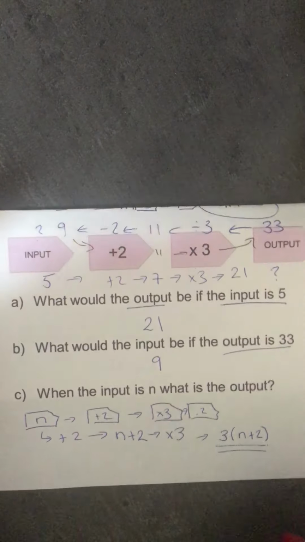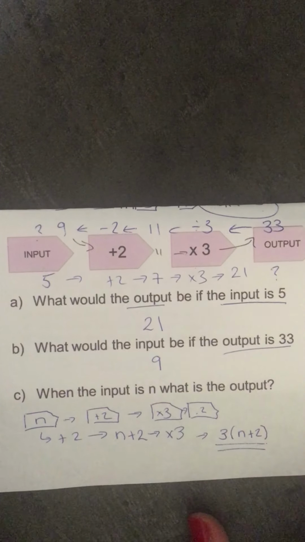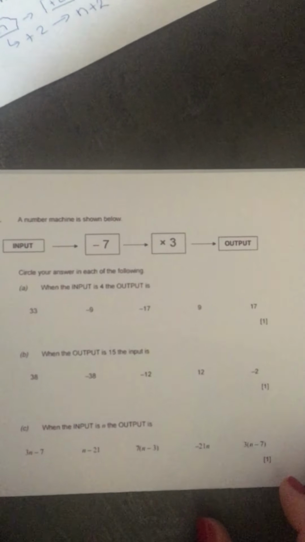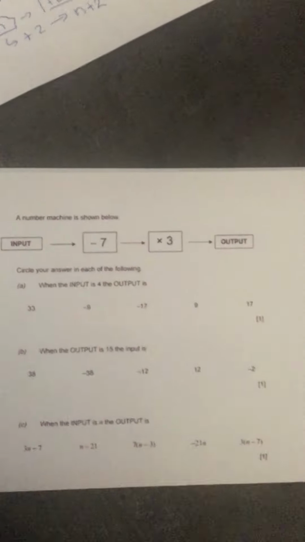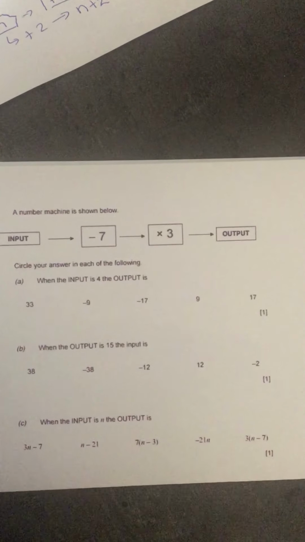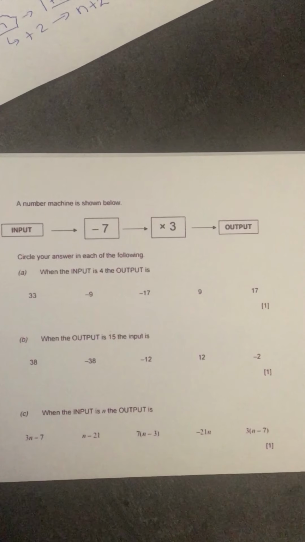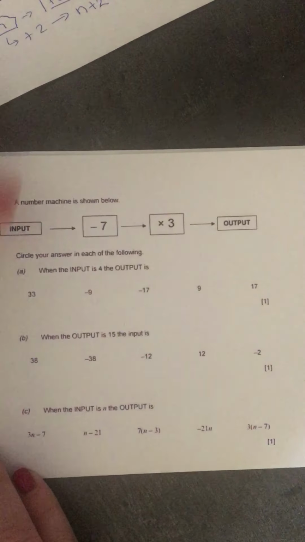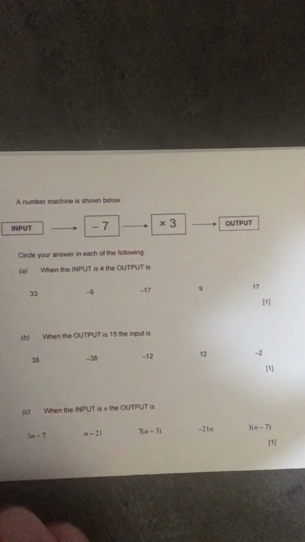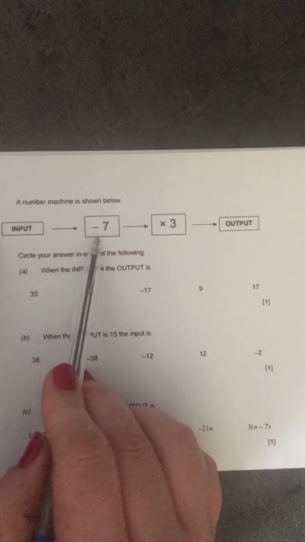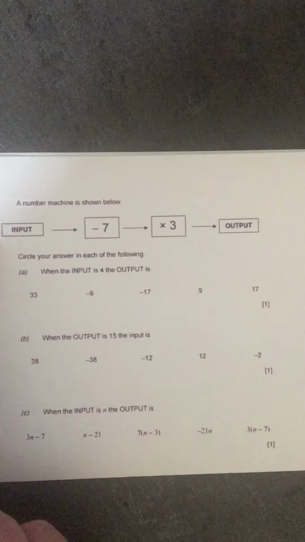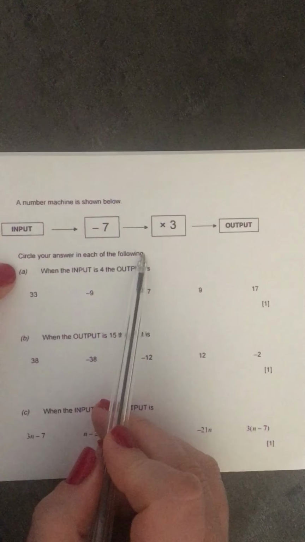Okay, so that is everything that you might be asked on function machines. So is that now enough to answer this GCSE question? Okay, this question is worth 3 marks, 1 mark for each part. Let's see if we can get them. So a number machine is shown below. We've got the input, take away 7, times 3, and it gives us the output. Circle your answer in each of the following.